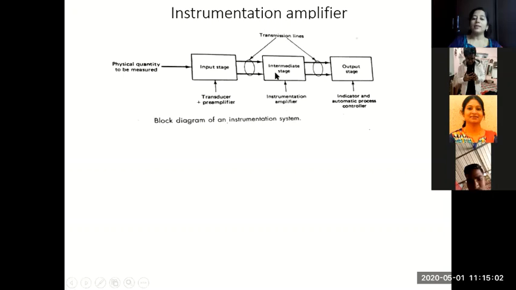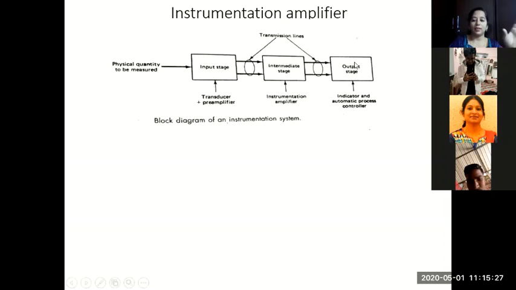Now, once the amplification or the processing is done in this intermediate stage, we pass on this signal through transmission lines again, you can see, to the output stage. So what will this output stage consist of? It will usually consist of some kind of indicator, a measuring device, a meter, or it can be a controller.